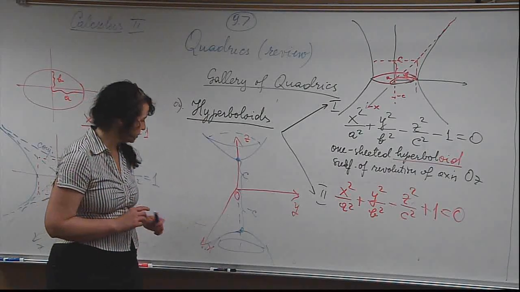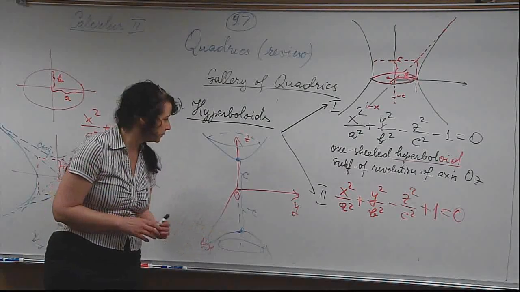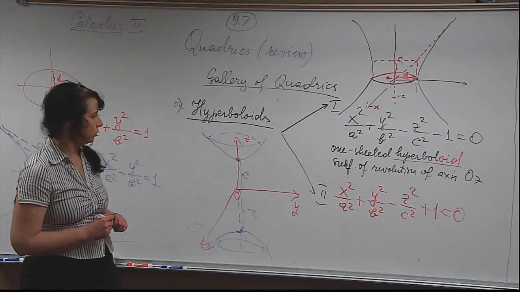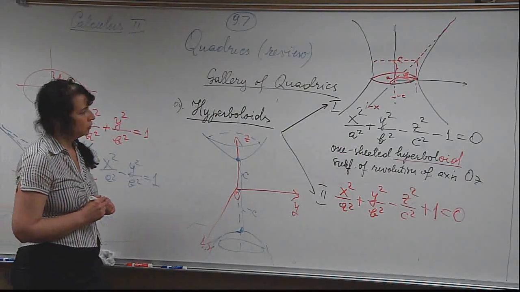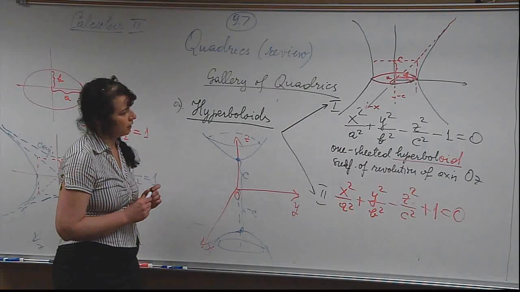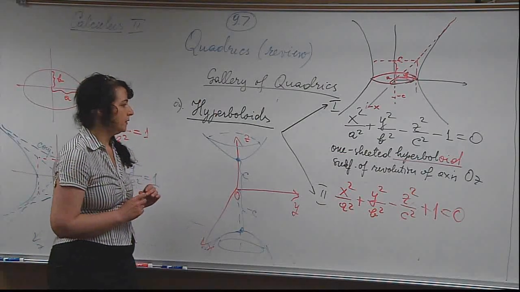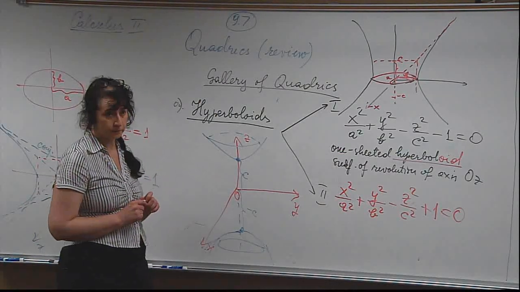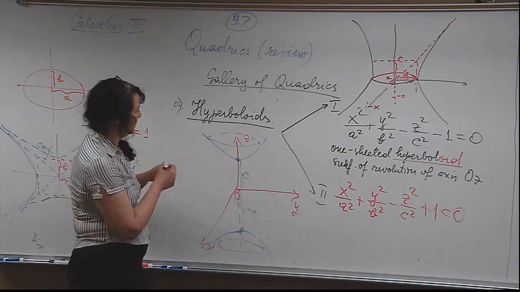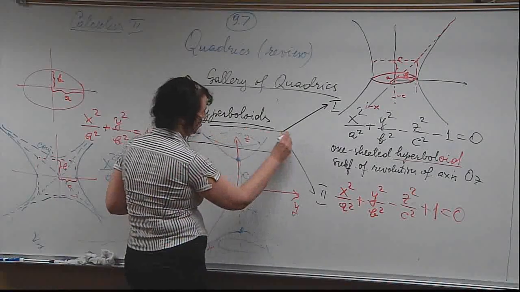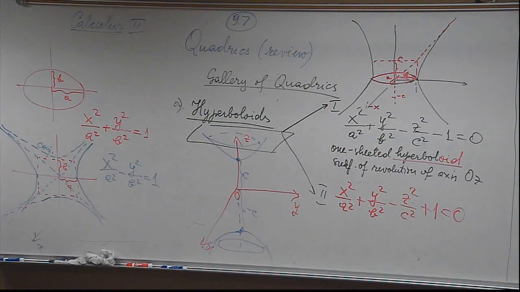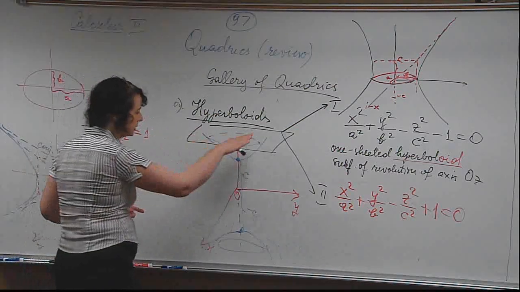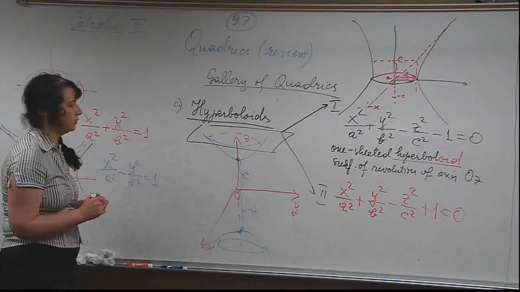Now, one last question. When I intersect with a z plane that is bigger than c over here, what am I going to get? An ellipse, excellent. An ellipse here, an ellipse there, everything is symmetric, okay.